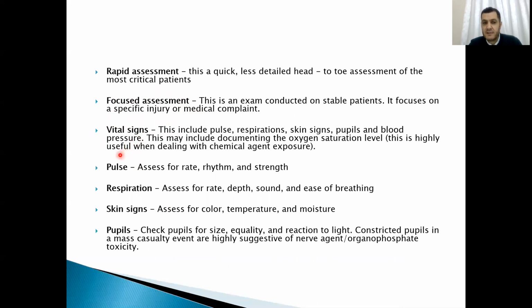You have to check the vital signs, as you know, which include pulse, respiration, skin signs, pupils, and blood pressure. You have to document all these things, plus the oxygen saturation level, SpO2. Again, check the pulse and respiration, including rate, depth, sound, and ease of breathing. For the skin signs, color, temperature, and moisture are important. Pupil size, equality, and reaction to light: constricted pupils in a mass casualty event are highly suggestive of nerve agent poisoning, organophosphate toxicity.